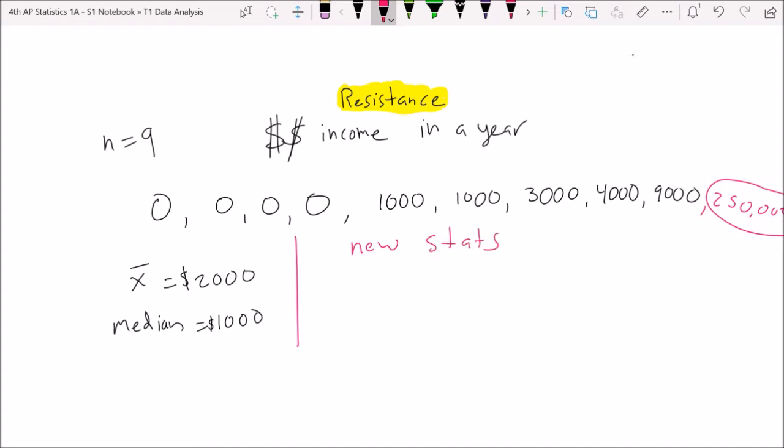And if you want to calculate them out to verify, you can, but I've already done it before making the video. So the new X bar is $26,800. And the new median, well, this is kind of a weird feature of the data set I've made. The new median is actually $1,000. So remember what the definition of resistance was. We'll come right back to this in a second.